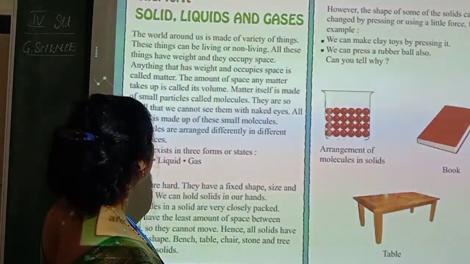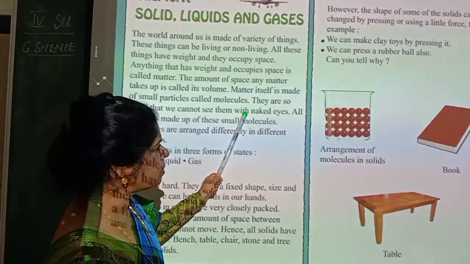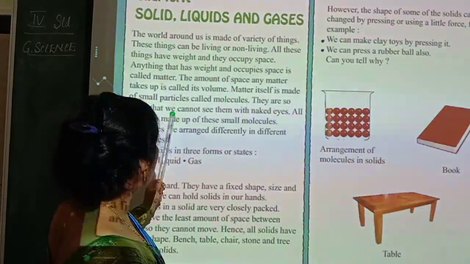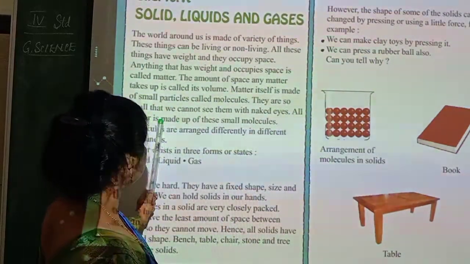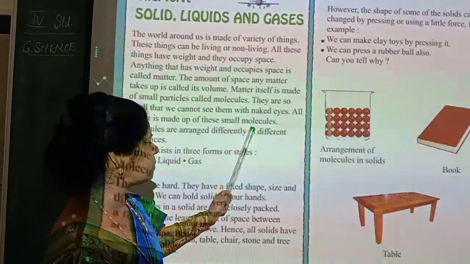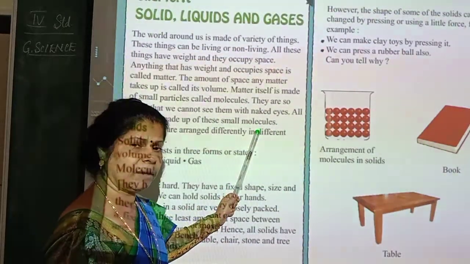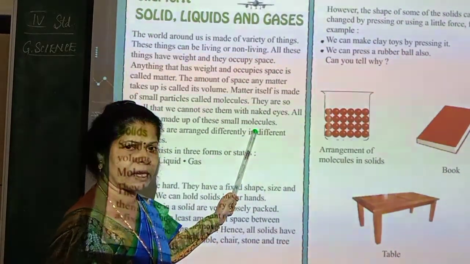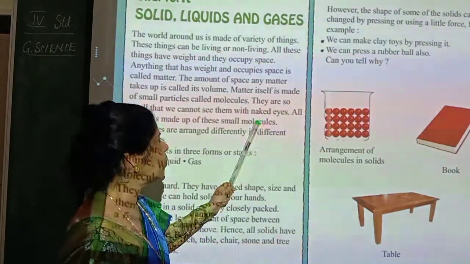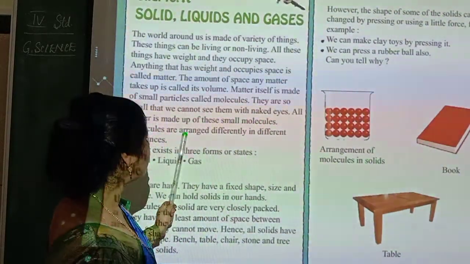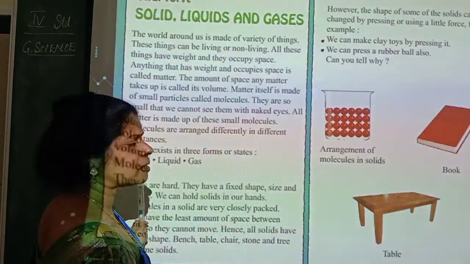So matter itself is made of small particles called molecules. They are so small that we cannot see them with naked eyes. All matter is made up of these small molecules. So all matter, any matter you take which occupies space and has weight, all these are made up of small particles called molecules. Molecules are arranged differently in different substances.